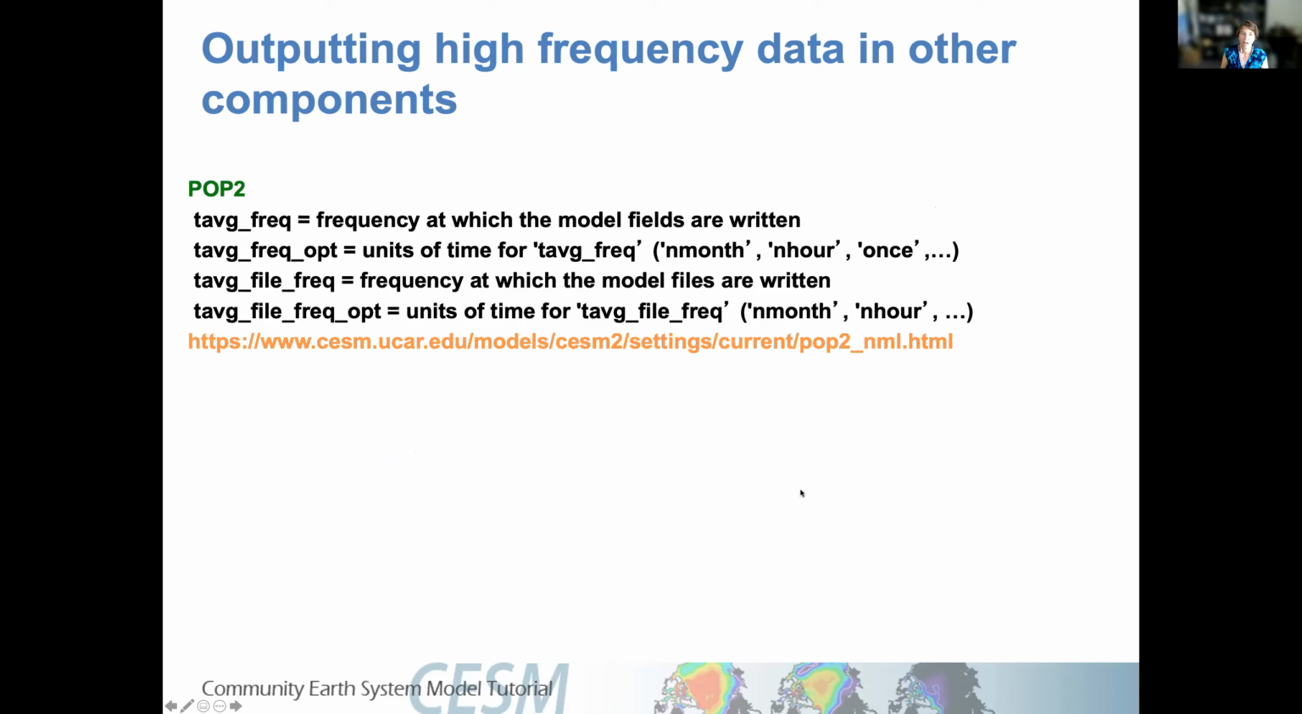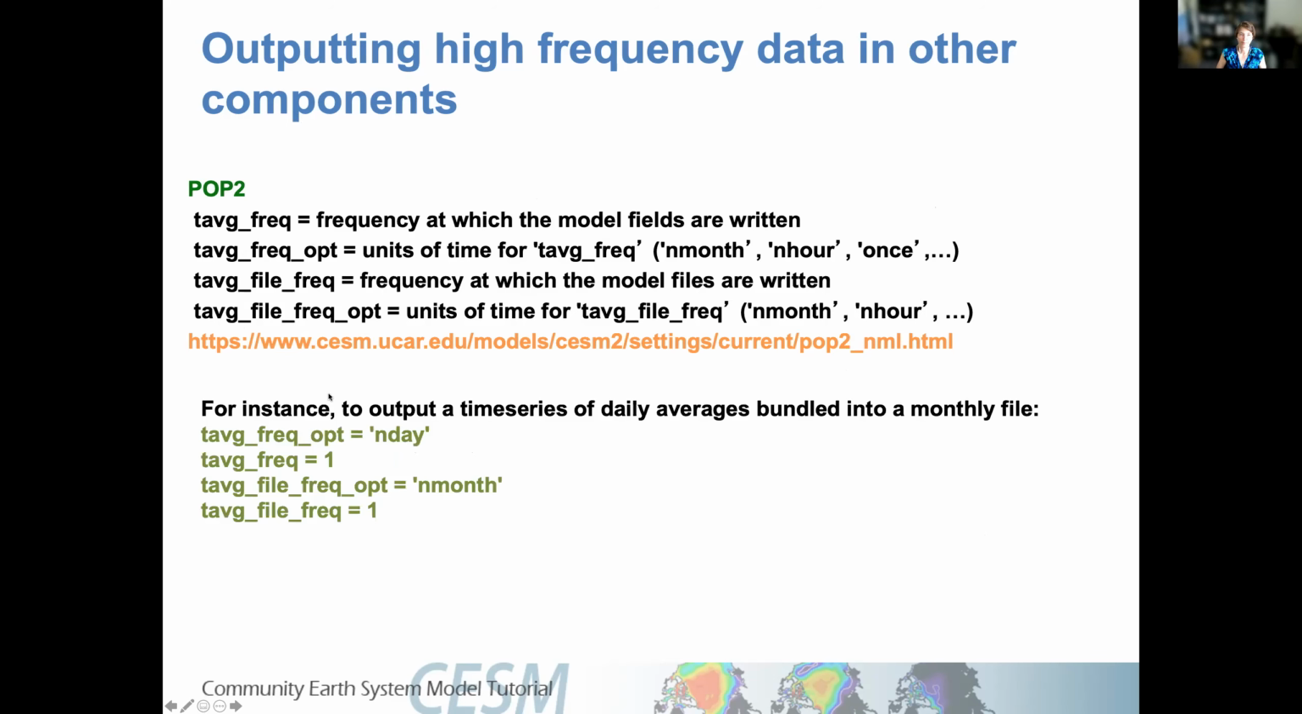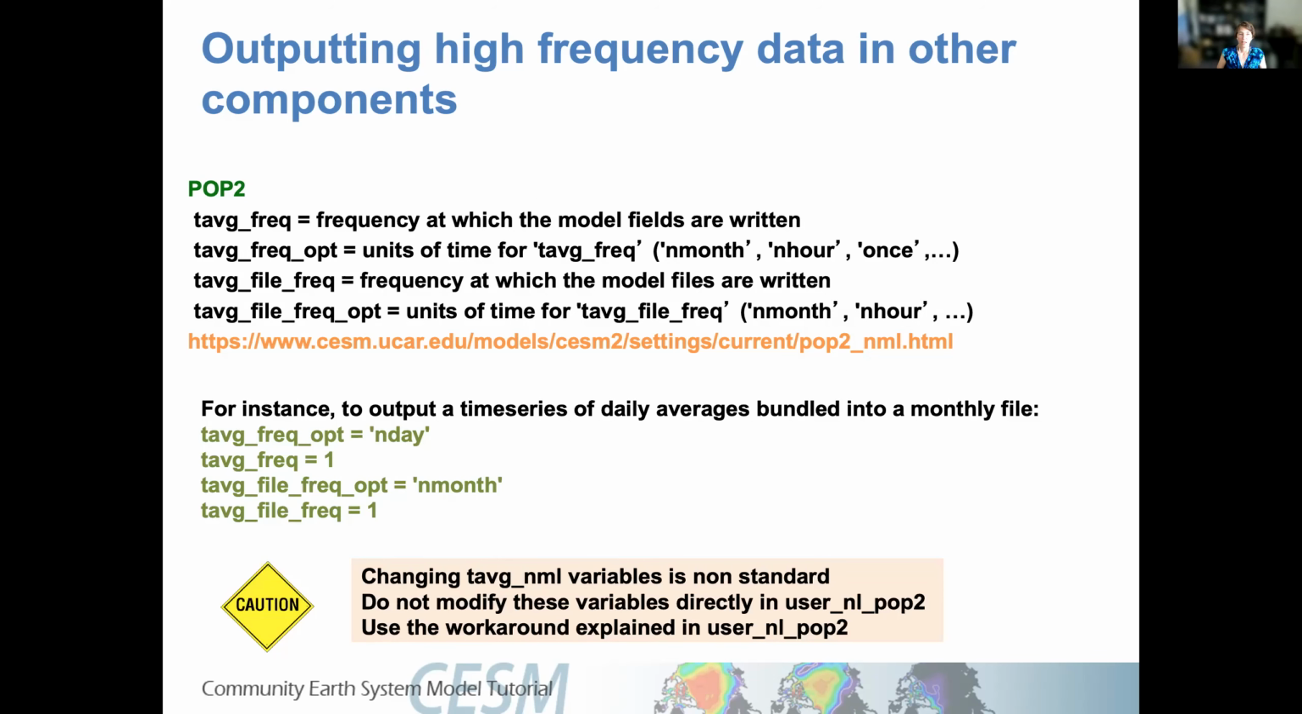And once again, I give you here the location where you can find information about the namelist of the CICE. For the ocean, you have to be careful. It's set a little bit differently. Then I recommend that you check the documentation carefully, but this is the variable you would need to output high frequency data for the ocean. And again, I say it's not standard, so read the documentation before doing this.